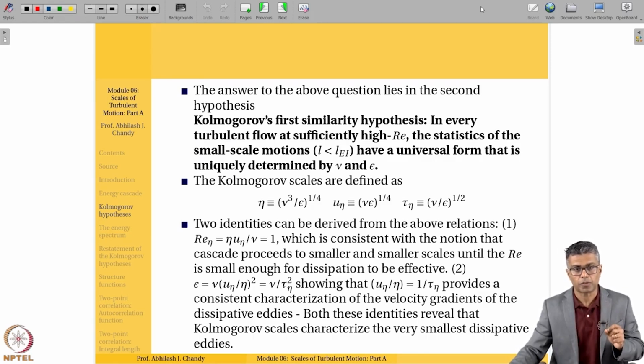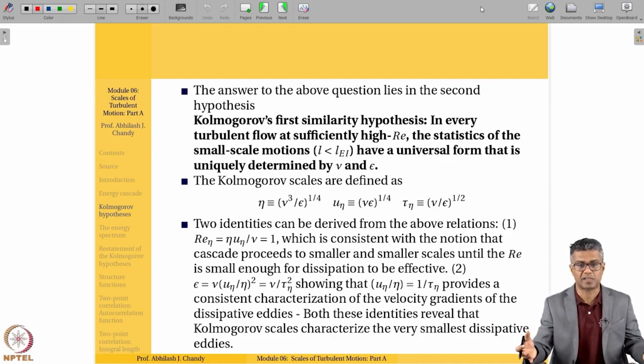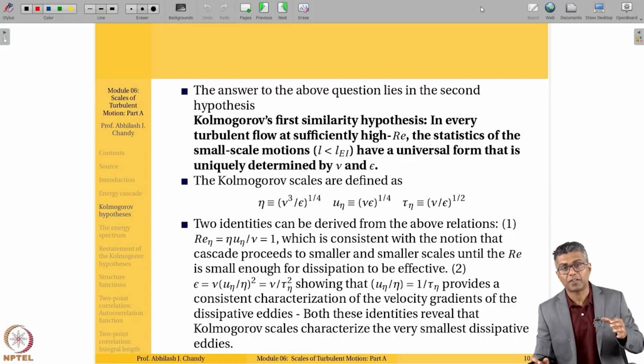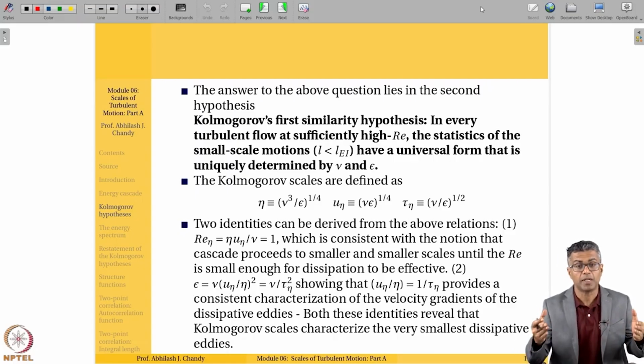It was as follows. In every turbulent flow at sufficiently high Reynolds number, the statistics of the small scale motions have a universal form that is uniquely determined by nu and epsilon. So we are talking about the small scale motions, meaning l less than l_EI, so not the anisotropic large scales. These are everything that is less than that demarcation length scale, which we assumed is 1/6 L0. So now everything less than that, we are saying it.